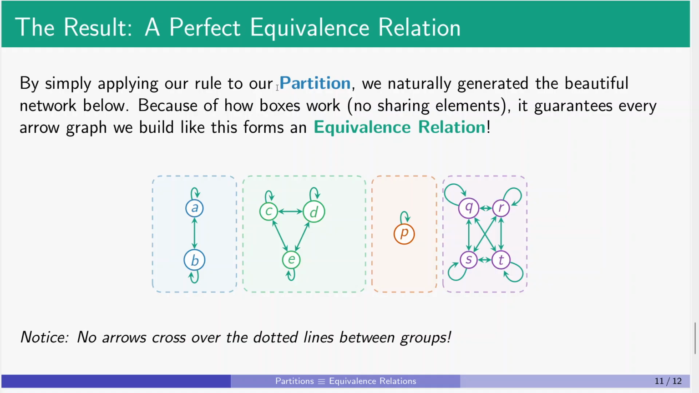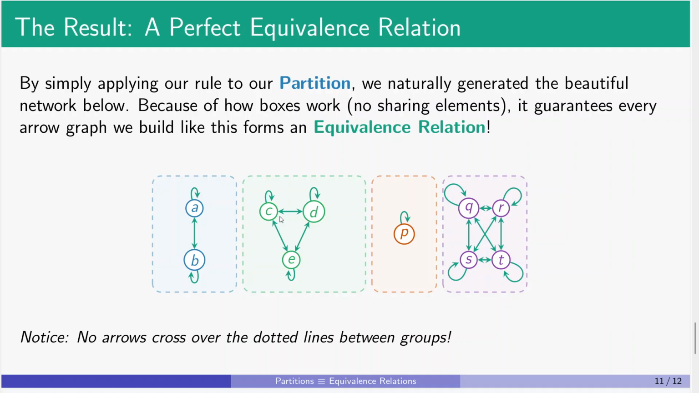And notice something even more striking. Look at the final picture. No arrows cross the boundary between 2 different groups. Not a single one. A and B are connected to each other, but they are not connected to C, D, E, P, Q, R, S, or T. The clusters are completely isolated from one another. The boxes acted like invisible walls, and the arrows respect those walls perfectly.